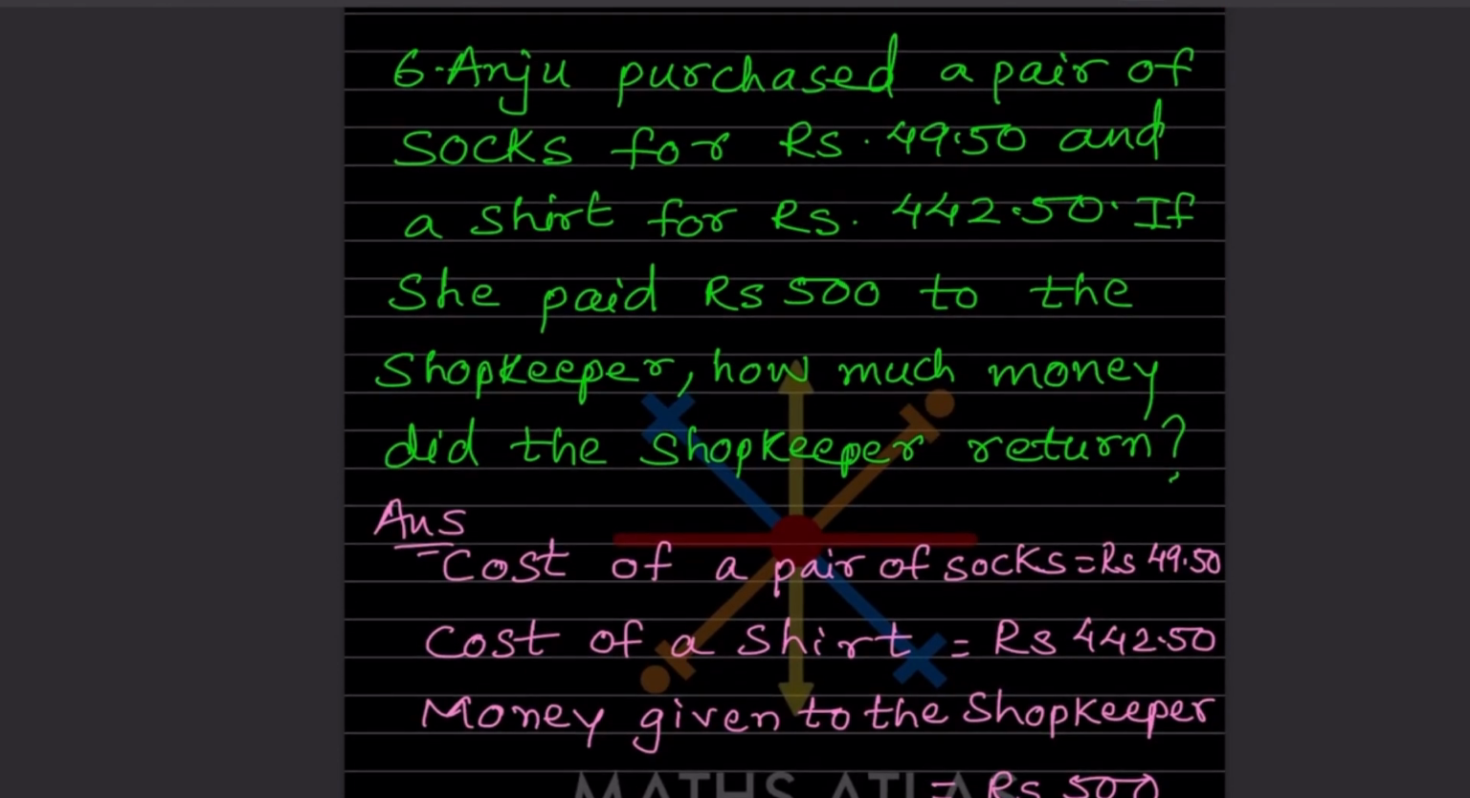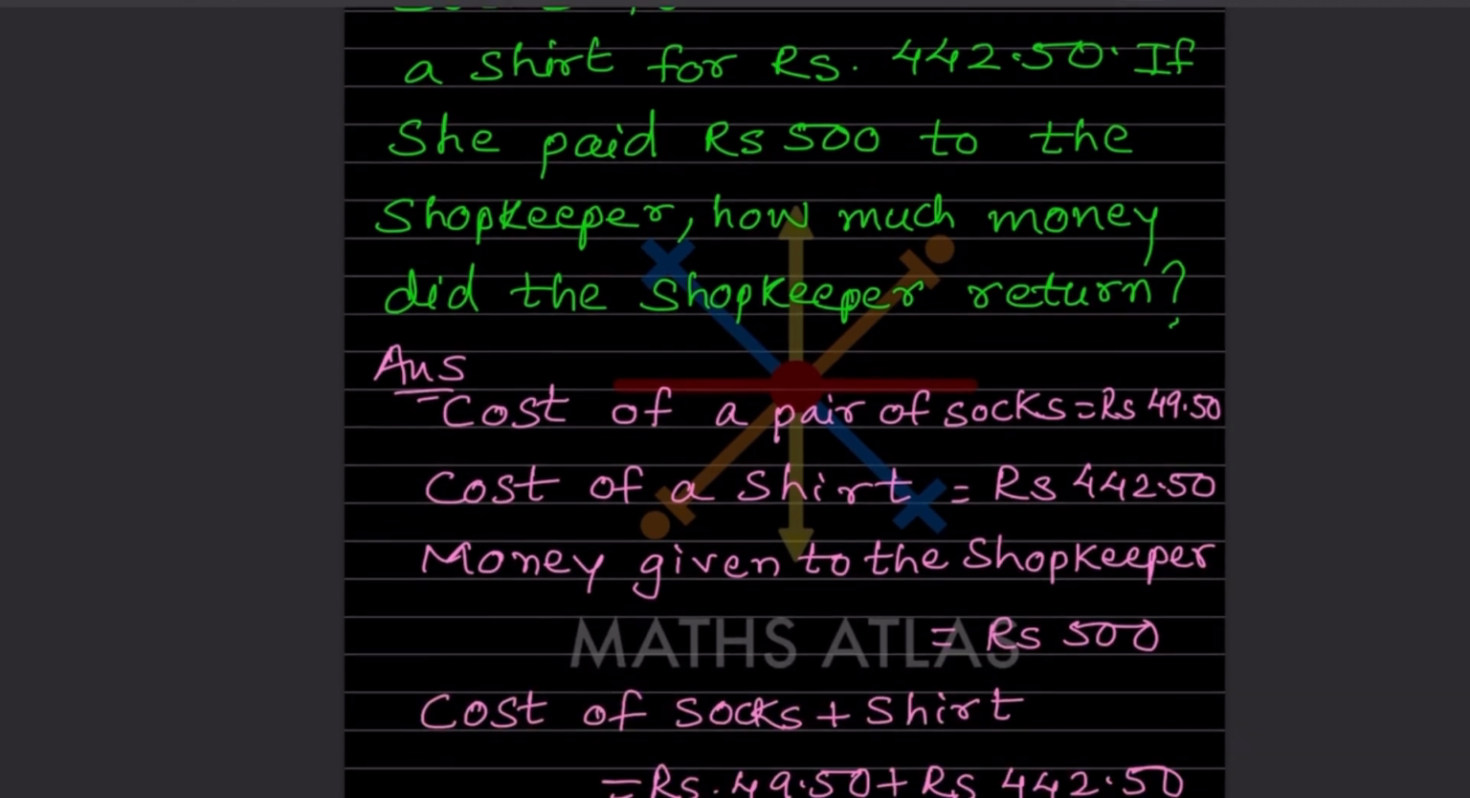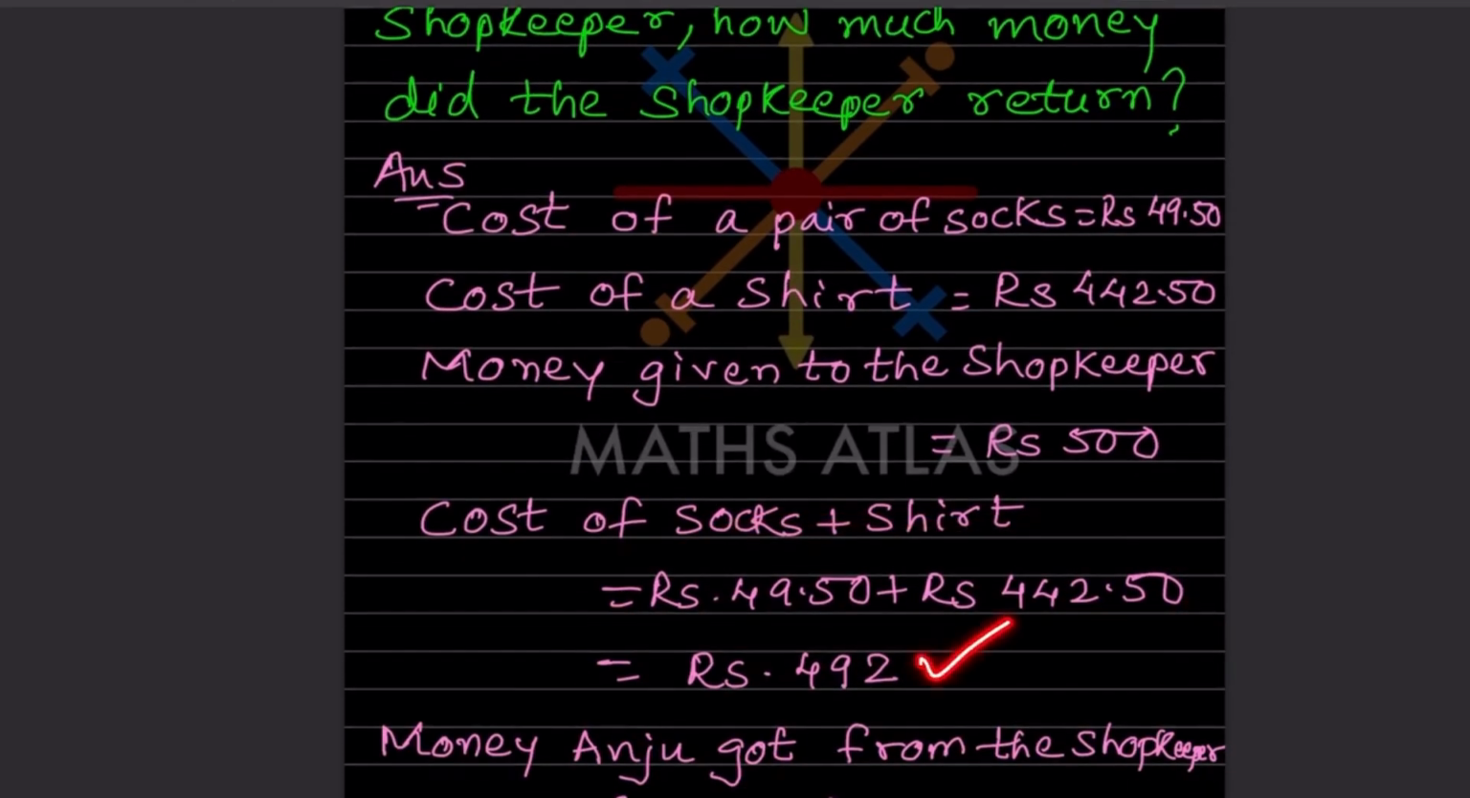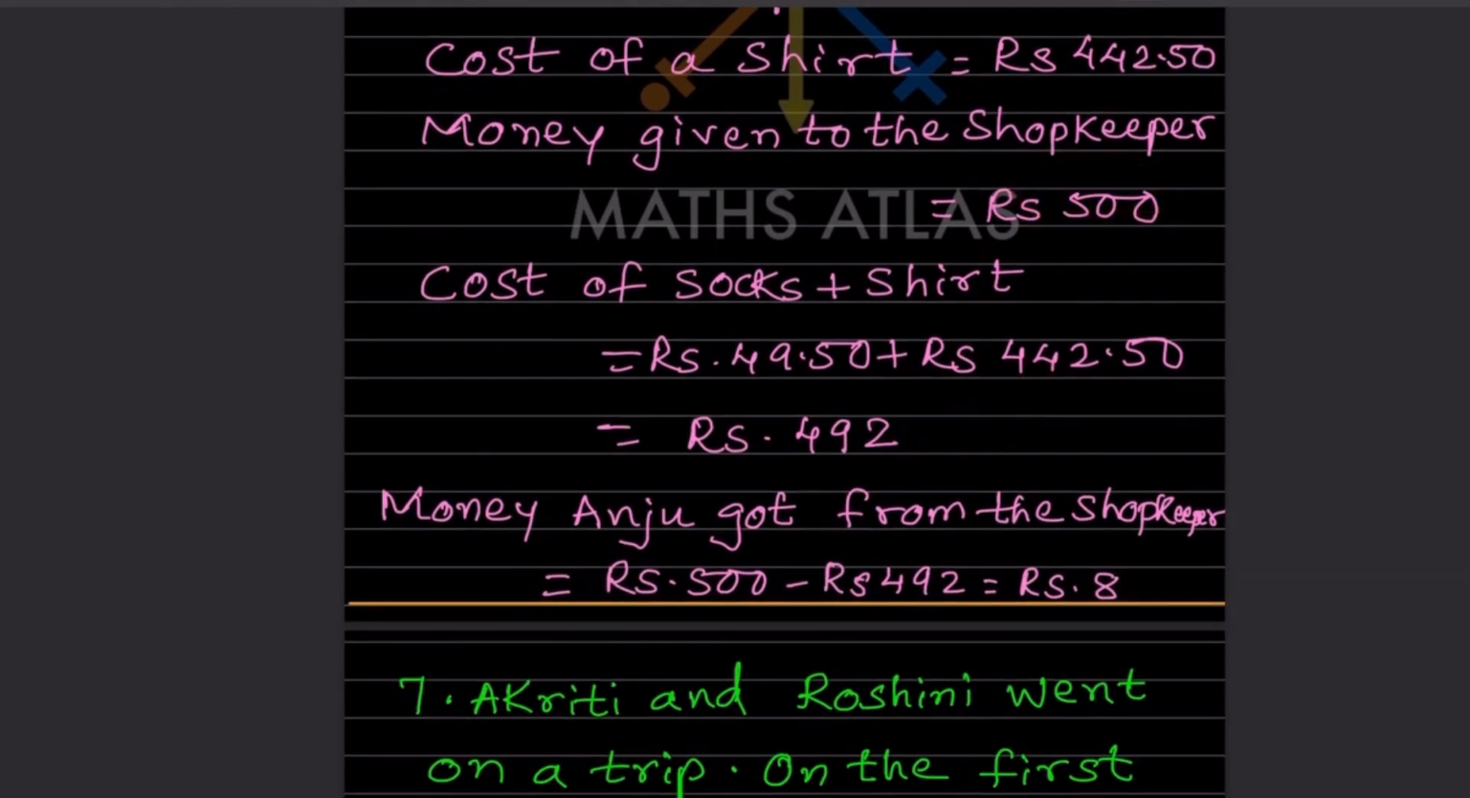Now Anju purchased a pair of socks for rupees 49.50 and a shirt for rupees 442.50. If she paid rupees 500 to the shopkeeper, how much money did the shopkeeper return? First, write the statement. The cost of socks is this, cost of shirt is this much, money given to the shopkeeper is 500 rupees. So the socks plus shirt will be how much, first we have to see. That is 492 rupees. So money given is 500. From that 500, what are you going to do? You are going to subtract this one. So you get the answer as A.